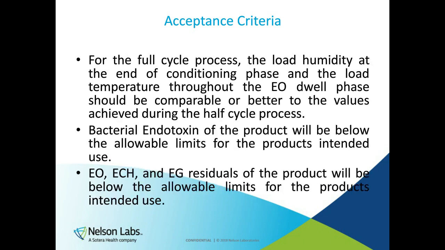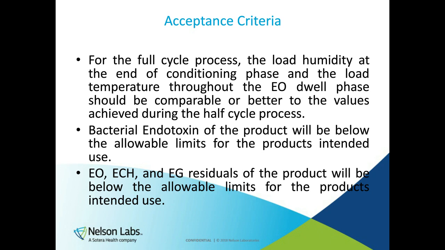For the full cycle process, and this is where the temperature and relative humidity monitoring comes into play, we must ensure the load humidity at the end of the conditioning phase is of an adequate amount. Usually anything above 30% is considered adequate, as that helps aid with the EO interaction in the organism. And we must also ensure that the temperature throughout the EO dwell phase has been achieved or is better when compared to the half cycle.